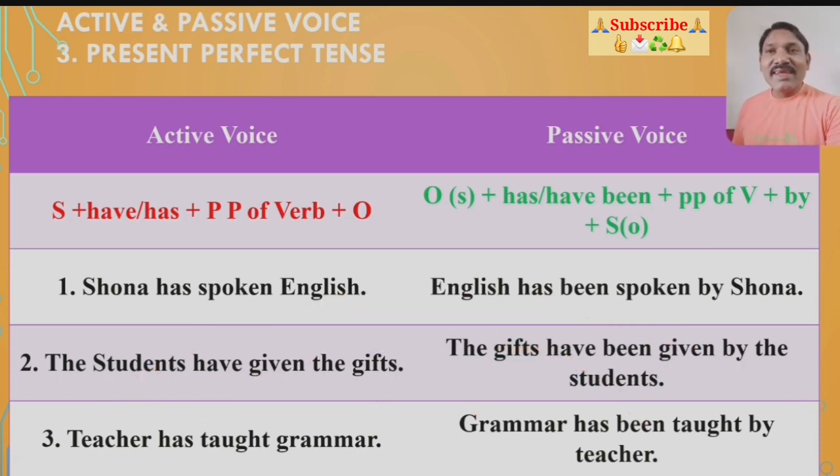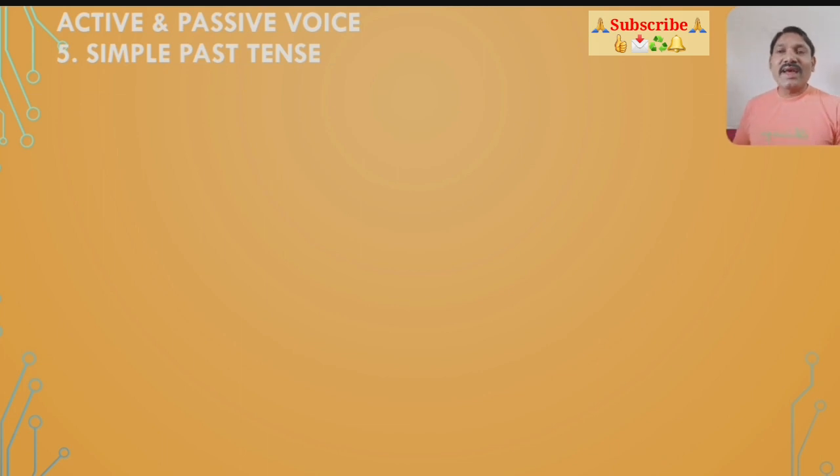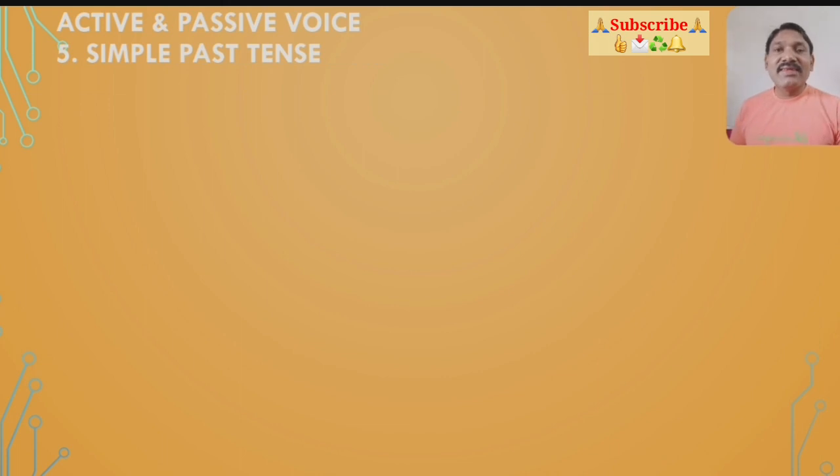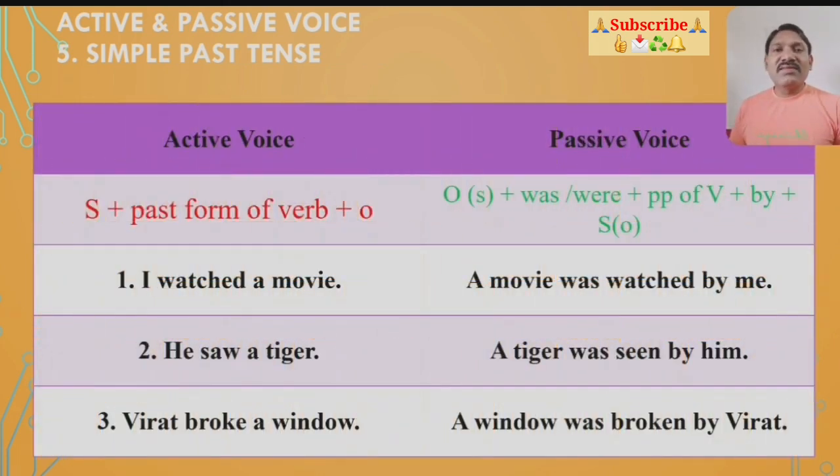Now the next tense we are going to understand. See students, present perfect continuous tense will not be changed into passive voice. So directly we are going to the next tense, that is simple past tense. See students, the same formula is here: subject plus past form of the verb plus object.